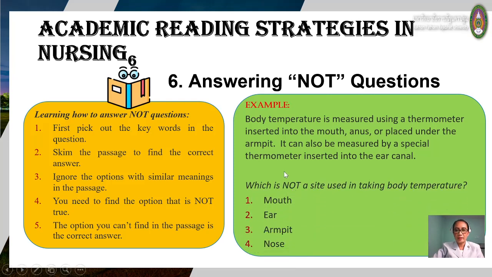So which is not a site? Which is not a place? Which is not an area used in taking body temperature? So it was mentioned in the mouth, yes. In the ear, yes. In the armpit, yes. But not in the nose. So you cannot find nose in the details of this reading passage. So therefore, the option that is not found in the passage will be the correct answer. So choice number 4 is the correct answer.